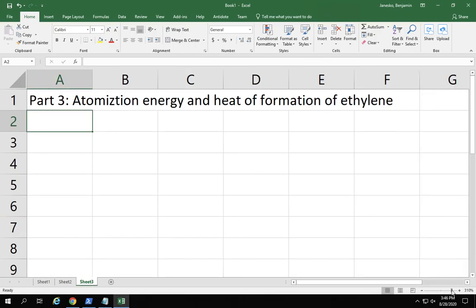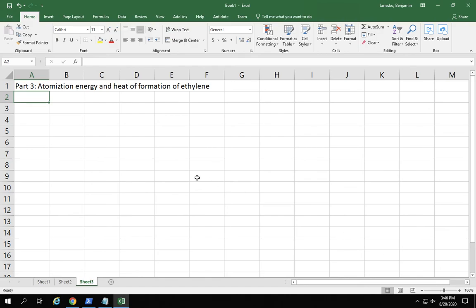Now again, the different columns are going to be different methods. The different rows are going to be different energies that we need. So here we're going to have the computed enthalpies of carbon atom, hydrogen atom, and C2H4, ethylene.